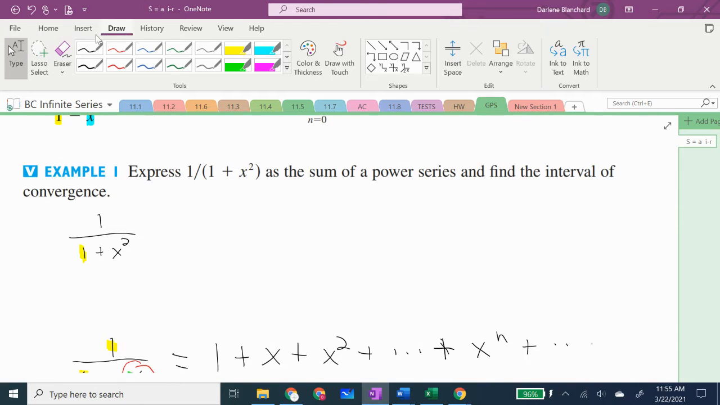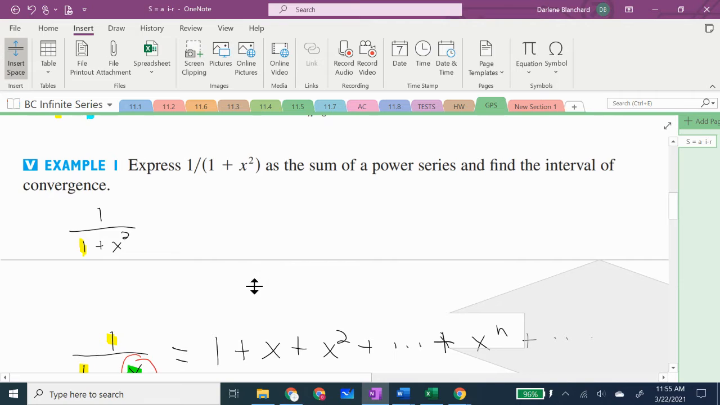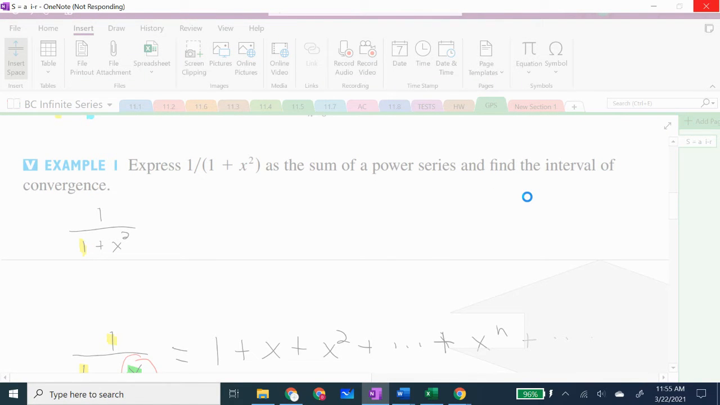I'm going to add some space. Okay, you're just, oh dear. It froze on me. I think it's going to restart itself.